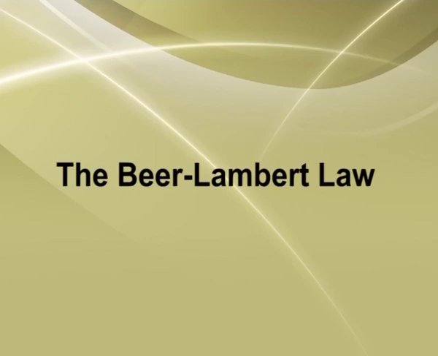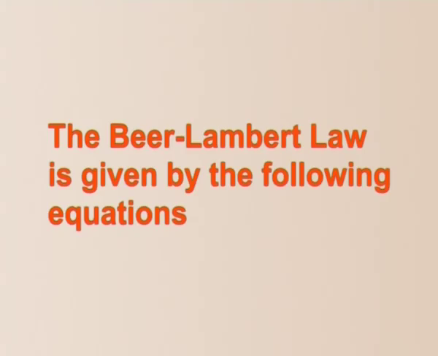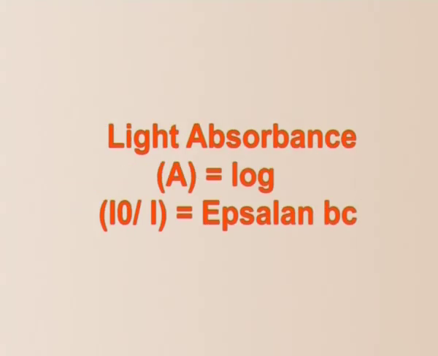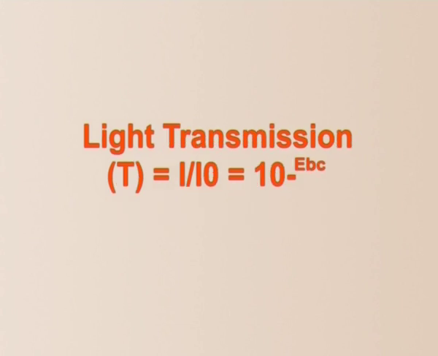The Beer-Lambert's law. The absorbance and transmission of light passing through a sample can be calculated by measuring light intensity. The Beer-Lambert's law is given by the following equations: light absorbance A is equal to log I naught divided by I, that is equal to epsilon BC. Light transmission T is equal to I divided by I naught, that is equal to 10 to the power of minus epsilon BC. The following terms are defined.